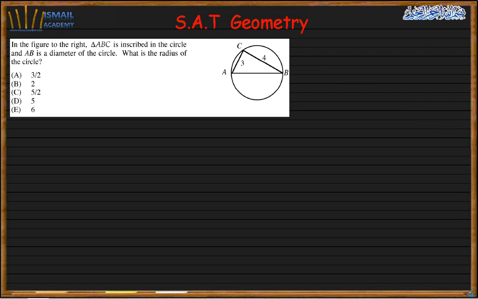Today we're going to keep going on some geometry questions. So let's start with this question. In the figure to the right, we have triangle ABC inscribed in the circle, and AB is a diameter of the circle.